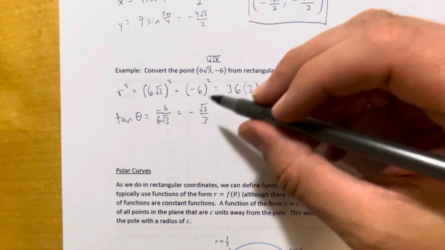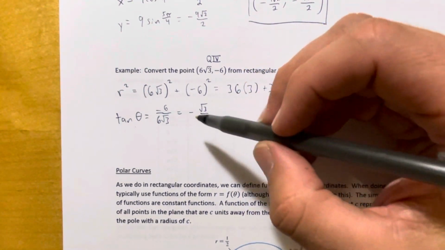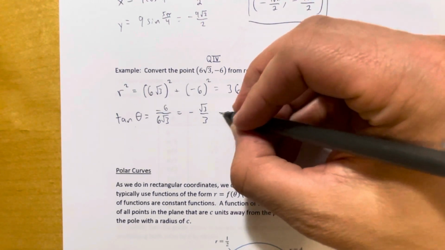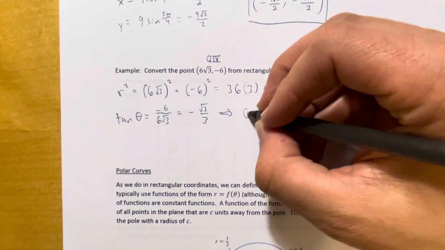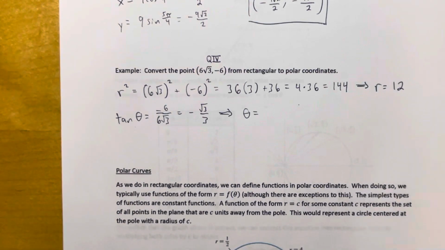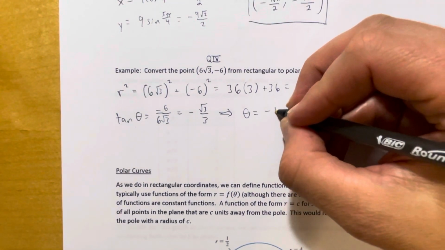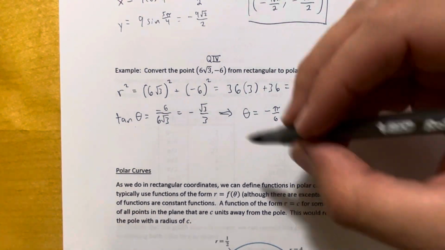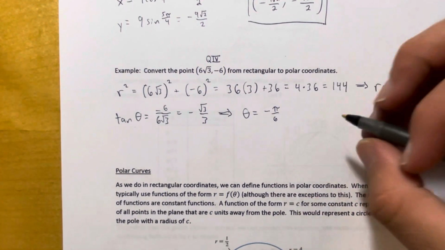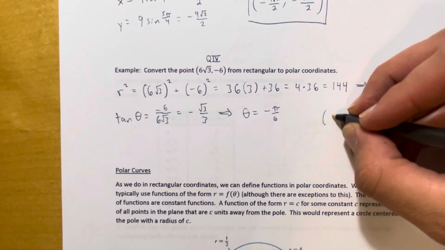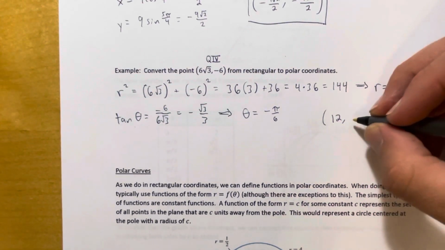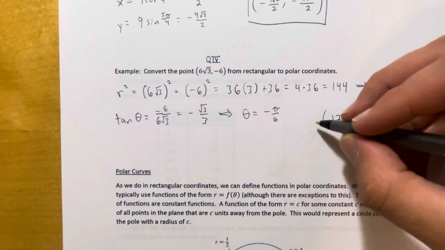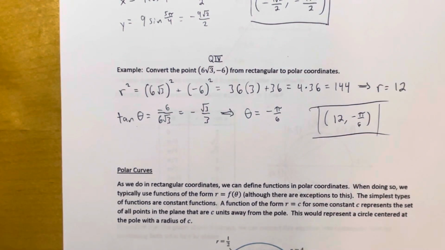So let's think of it now, in this context. Inverse tangent of negative root 3 over 3 would give me the value of theta that I'm looking for. That would be negative pi over 6. I could also call that 11 pi over 6 if I wanted it to be positive, or remember, there's all different kinds of things we could do there. That means this point can be represented as (12, negative pi over 6) in polar coordinates.